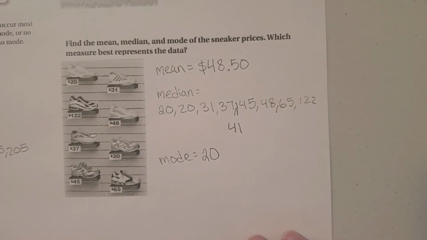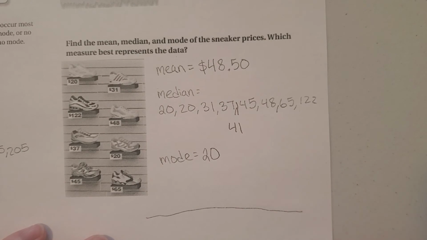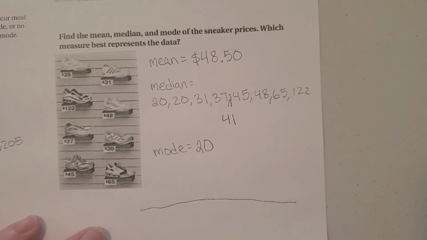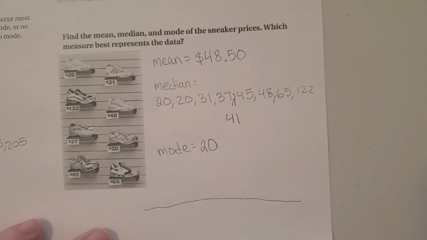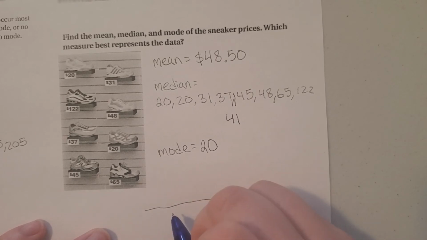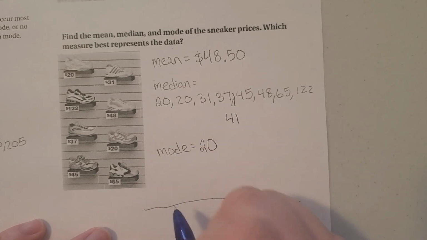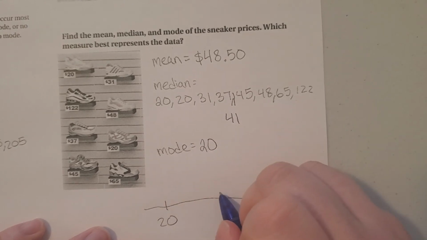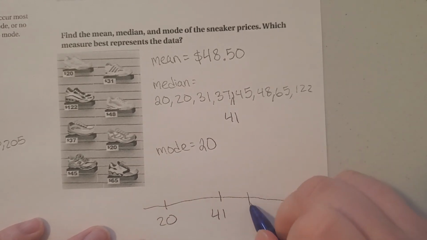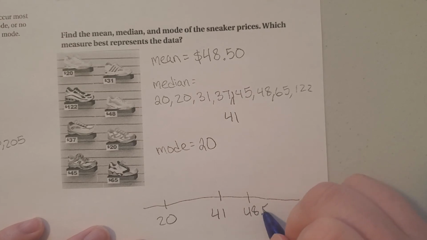Okay, so then it says which measure best represents the data. And remember, we're looking for something that's kind of in the middle, an average. So what I'm going to do is I'm going to make a little number line. Nice line. Okay, and then I'm going to put my mean, median, and mode on the line. So my mean was 48.5, my median was 41, and my mode was 20. So I'm going to put 20 here, 41 here, and 48.5 here.